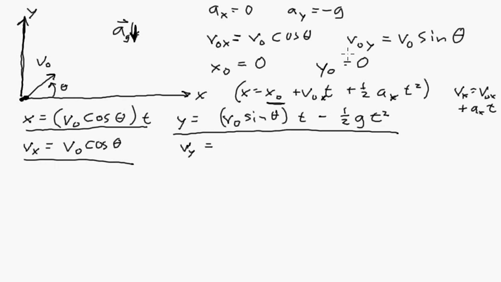Velocity in the y direction is the initial y velocity, which again we have here. So it is v0 sine theta, and then that's plus acceleration in the y direction times t. Acceleration in y is negative g, so that goes minus gt. Let me polish off the theta there. And that is our velocity y equation.